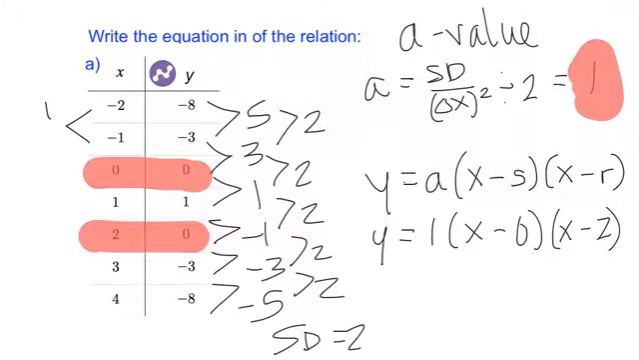Now, I would probably simplify this. Multiplying things by 1 is kind of pointless. Subtracting 0 from things is also kind of pointless. So I would probably simplify this as y equals x times x minus 2. Okay, so that's my final answer.